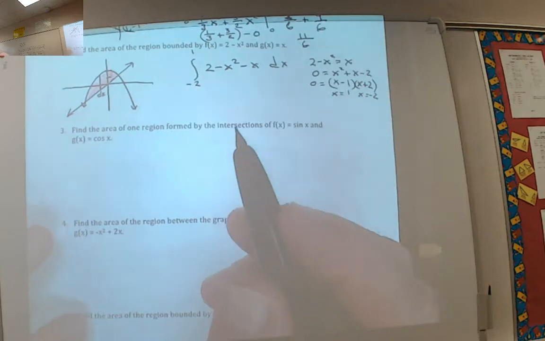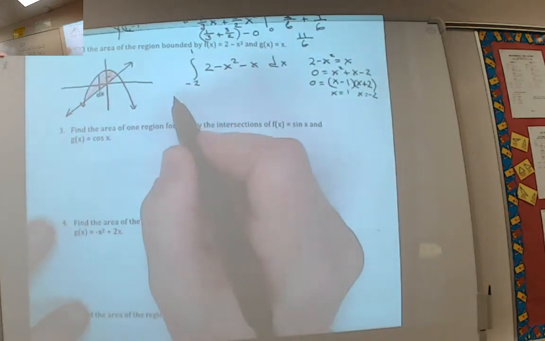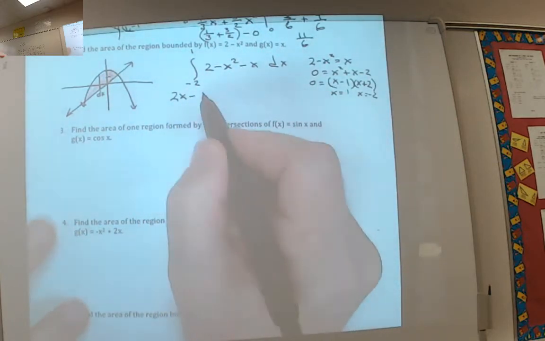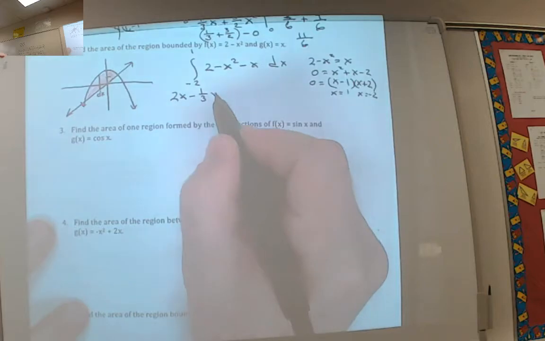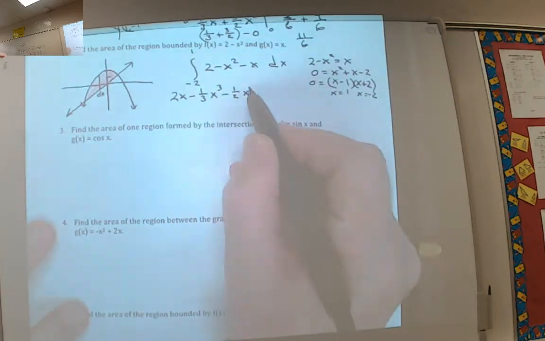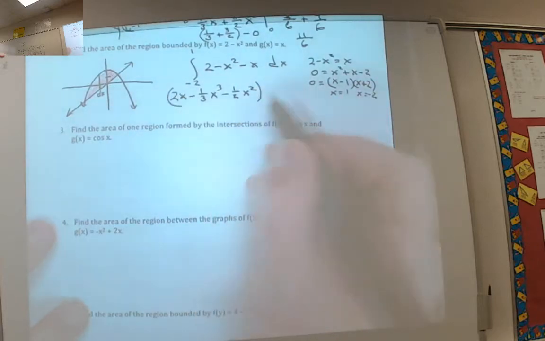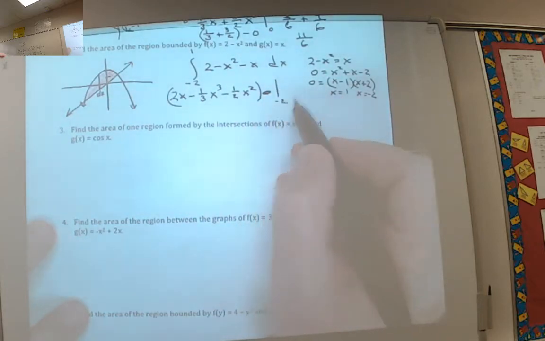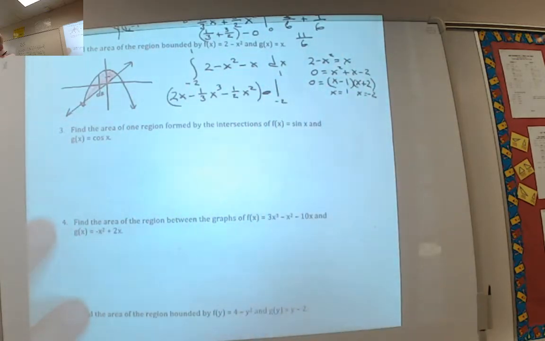All right, Riley, give me the antiderivative. 2x minus 1/3 x cubed minus 1/2 x squared. Minus, oops, you're right. I don't know where I wrote that minus. From negative 2 to 1, correct?